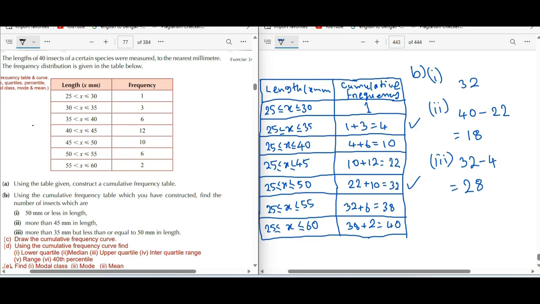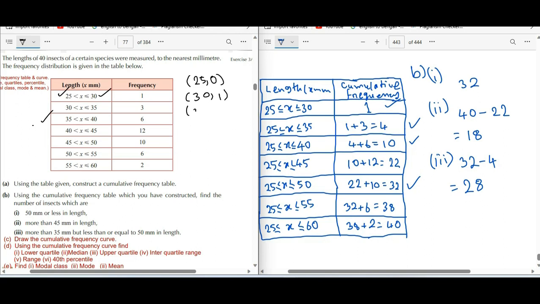Now for drawing the cumulative frequency curve you need coordinates, and you can find them from the upper class and the cumulative frequency. So this will start from 25, so the first coordinate will be 25, 0, and the next one would be the upper class, which is 30, and the cumulative frequency 1. So the upper class will be plotted on the horizontal axis, and the cumulative frequency will be plotted on the vertical axis.